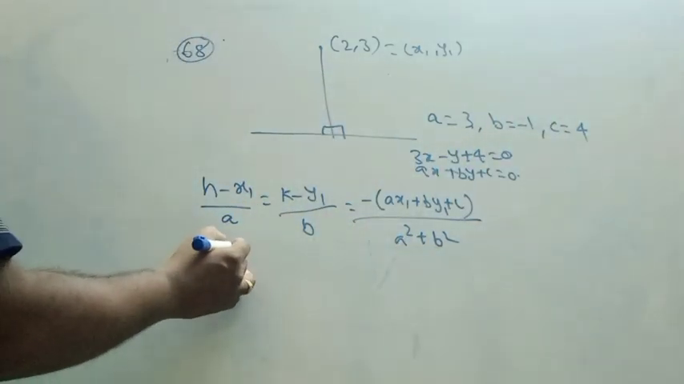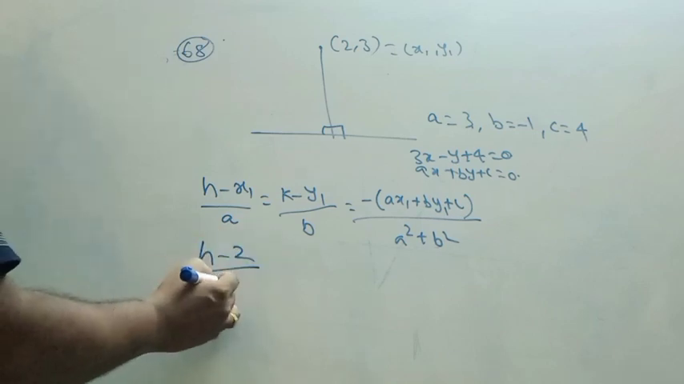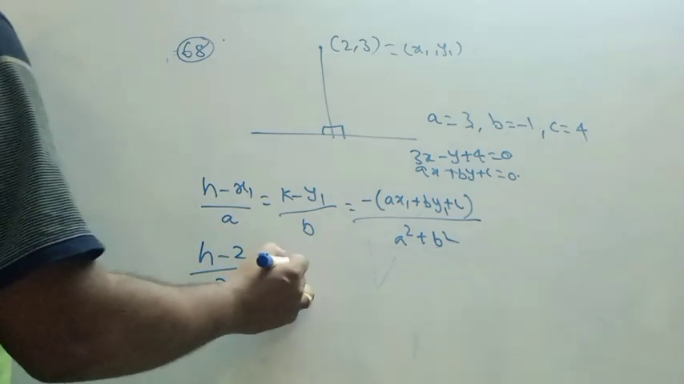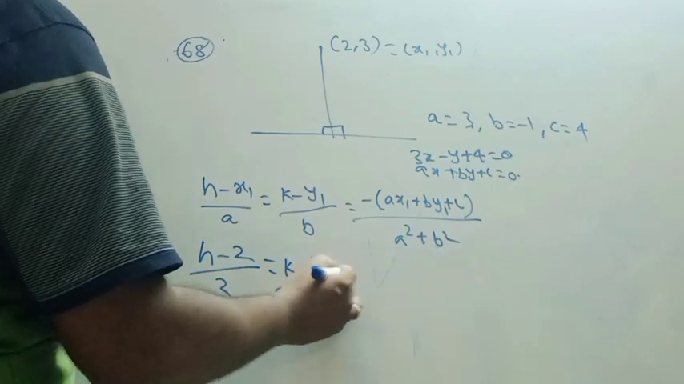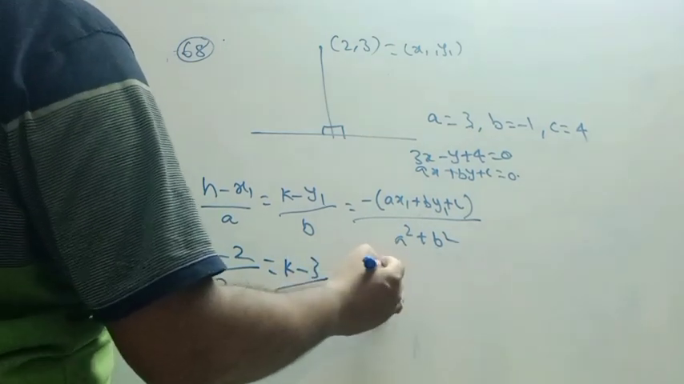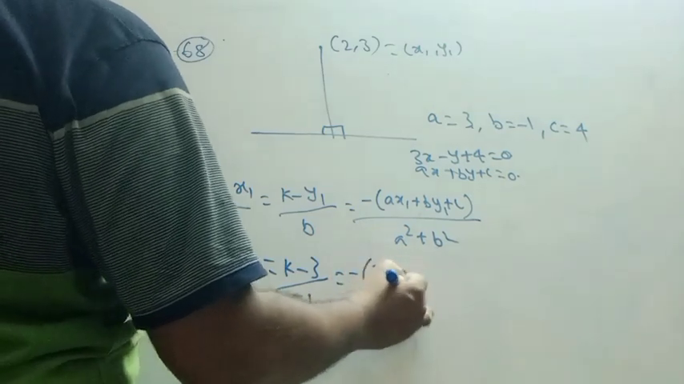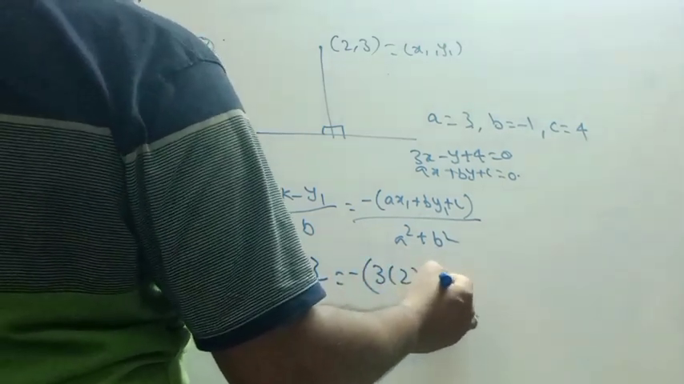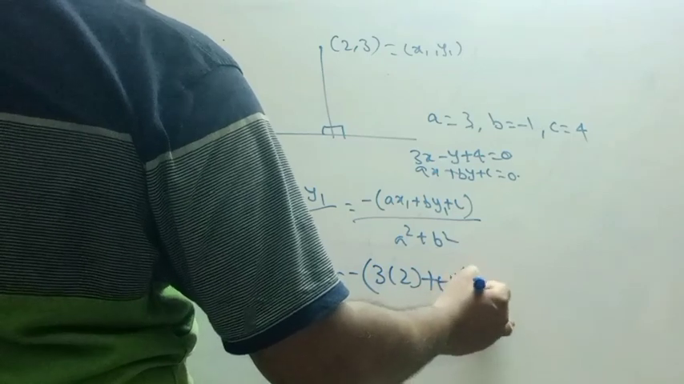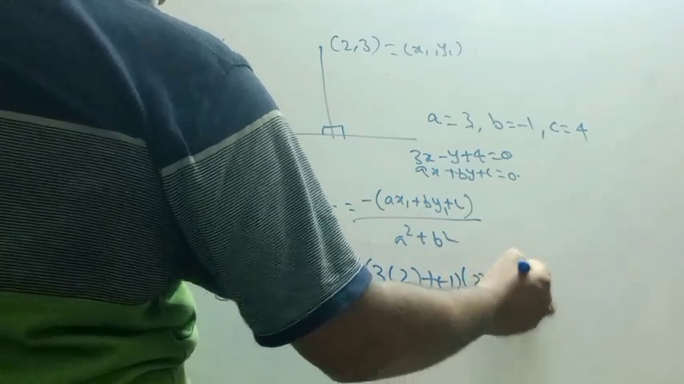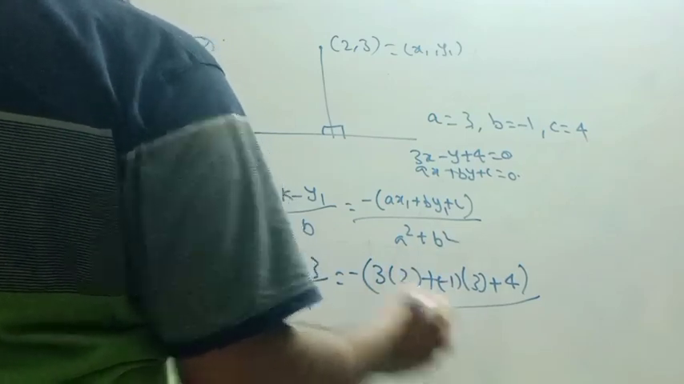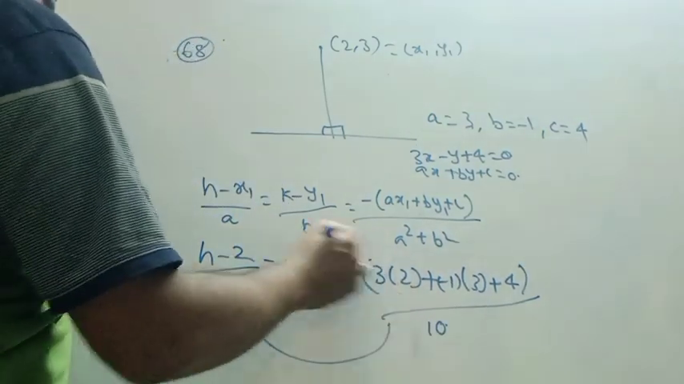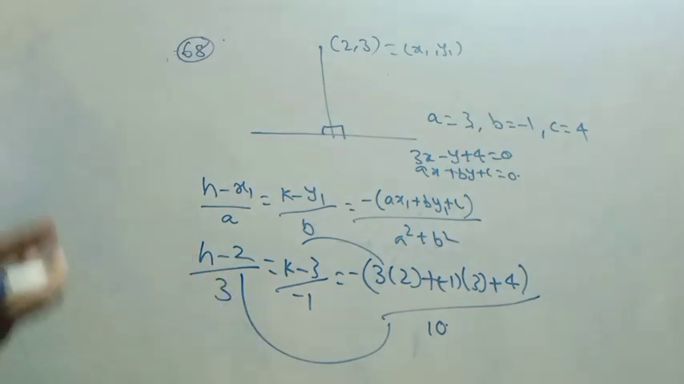This is h minus 2 by a, a is 3. k minus 3 by b, b is minus 1. And minus of this, a x1, you put here, 2 plus b, b is minus 1 into 3 plus c, c is 4, by a square plus b square. A square plus b square means 9 plus 1, 10. From these you equate this and this, and from that you will get h comma k. They are nothing but the foot of the perpendicular.